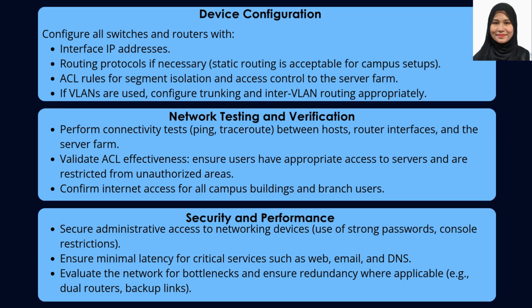Next is network testing and verification, to perform connectivity tests between hosts, routing interfaces, and the server farm. Validate ACL effectiveness to ensure users have appropriate access to servers and are restricted from unauthorized areas. Confirm internet access for all campus buildings and branch users.